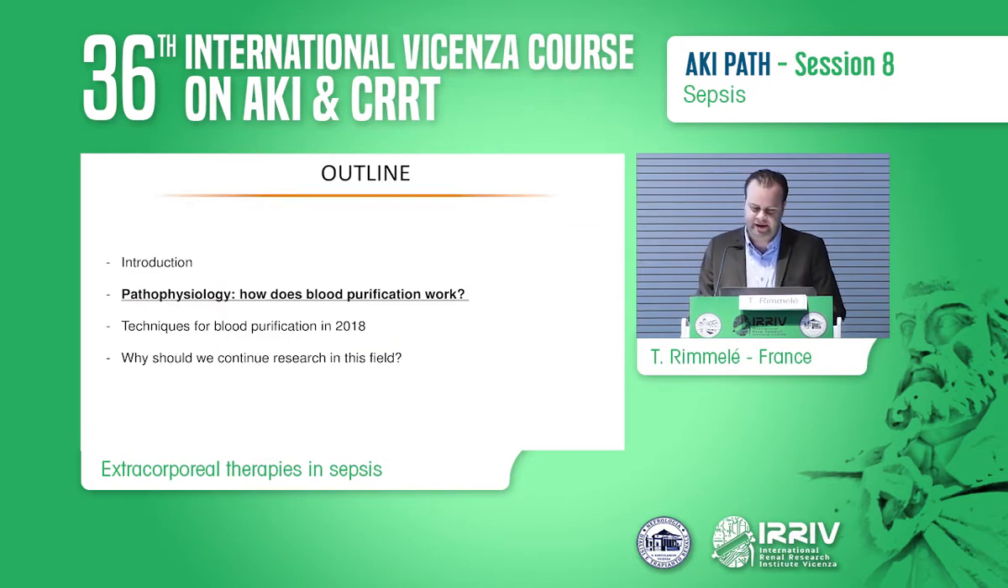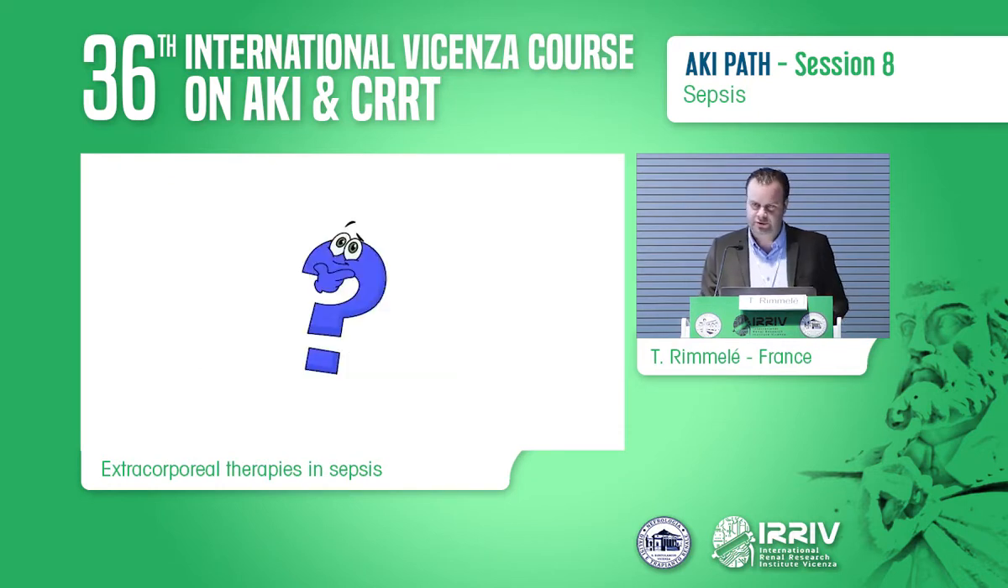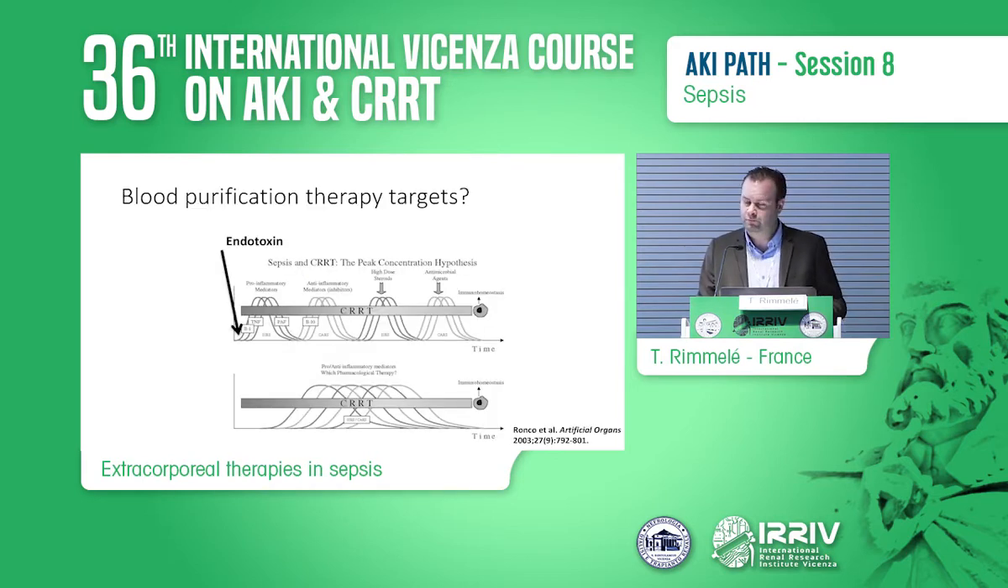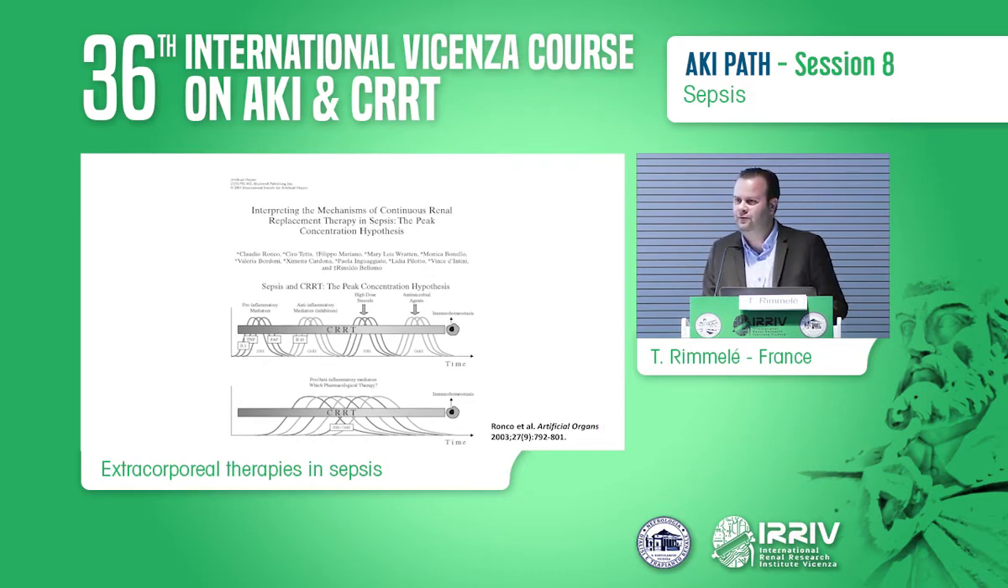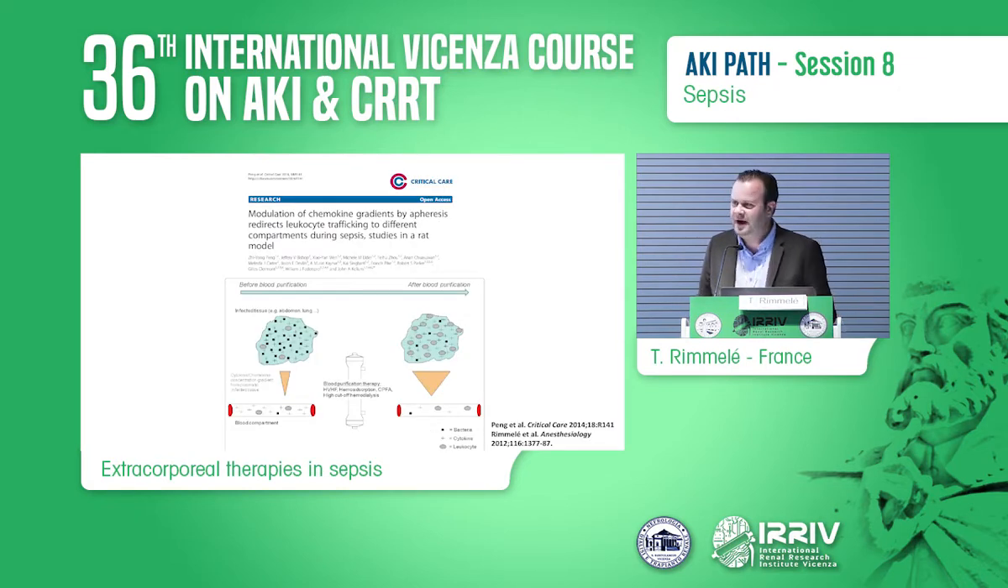So how do these techniques work? Well, we don't know. We have no idea. We have only hypotheses. Because first of all, we should think which target we should focus on. Should we try to remove endotoxins? Should we try to remove cytokines, inflammatory mediators, such as TNF, IL-4, IL-10, IL-6? Should we try to modulate the gradient of cytokines and chemokines between the tissue and the circulation? This is a hypothesis from Professor Kellum.